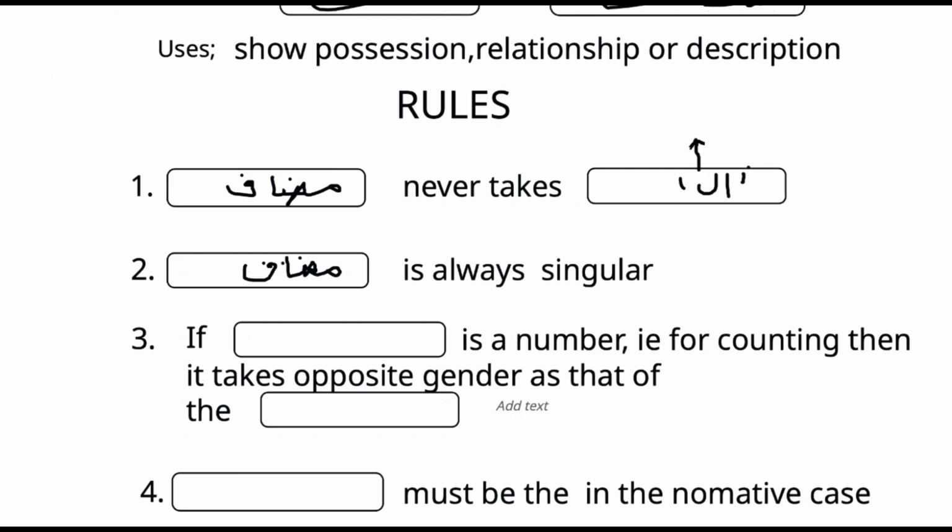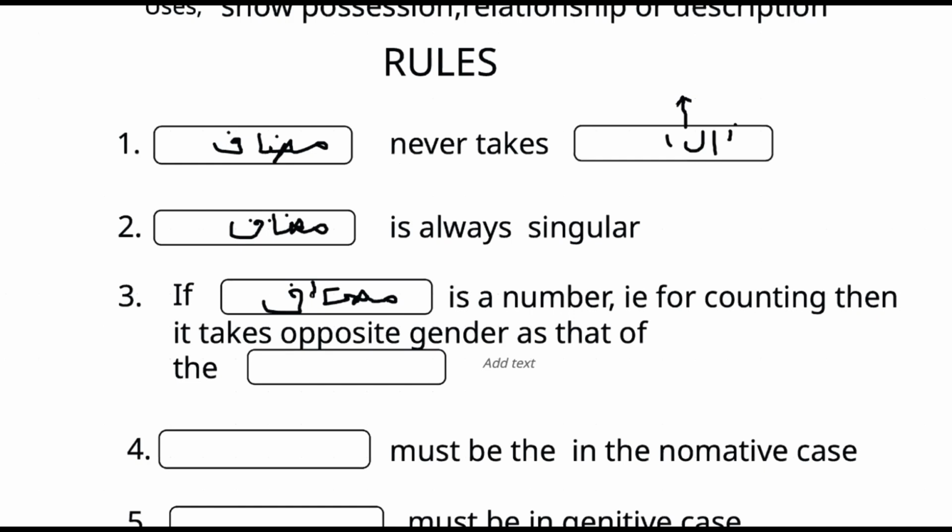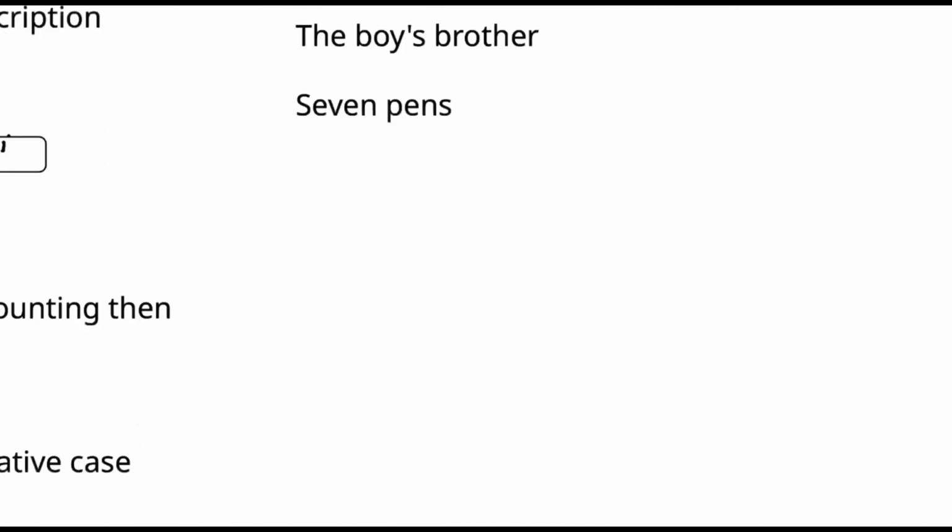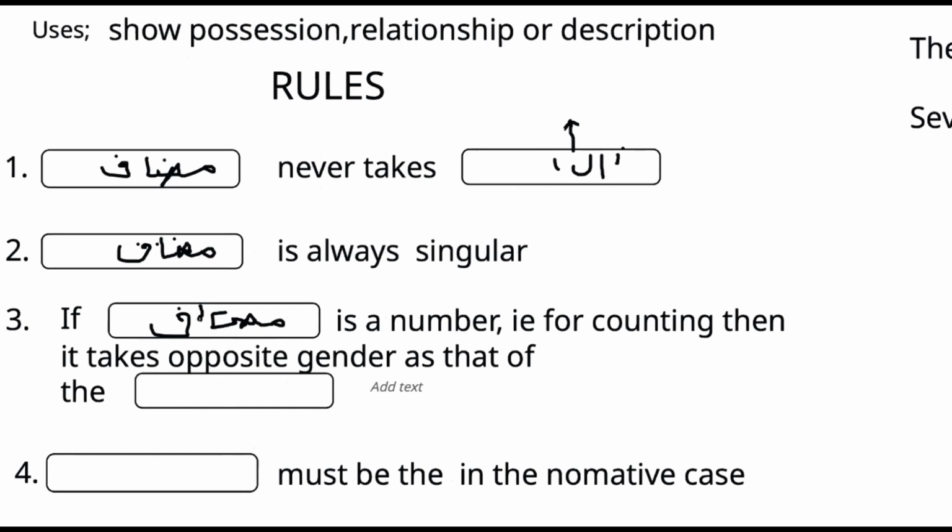Also, when the Mudhaf is a number, that is, when it is for counting the Mudhaf Ilayh, like we have here 7 pens, then the Mudhaf will take the opposite gender to that of the Mudhaf Ilayh. I hope that makes sense. It takes the opposite gender to that of the Mudhaf Ilayh.